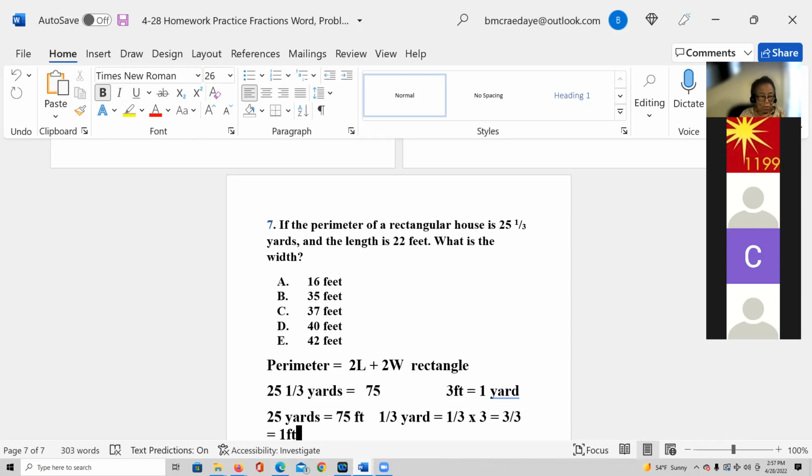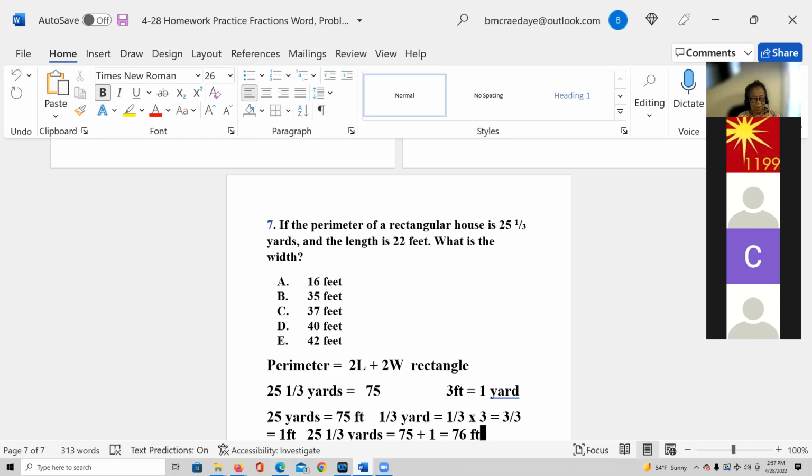Right? So that means that the 25 and 1/3 yards equal 75 plus 1 equals 76 feet. All right. Questions?